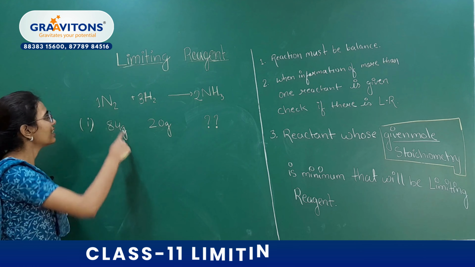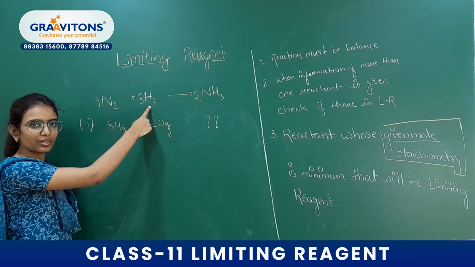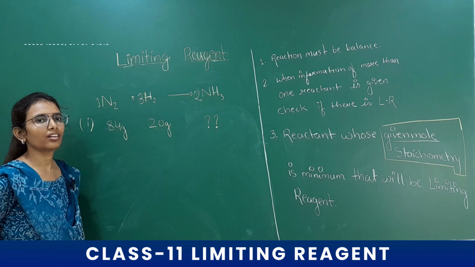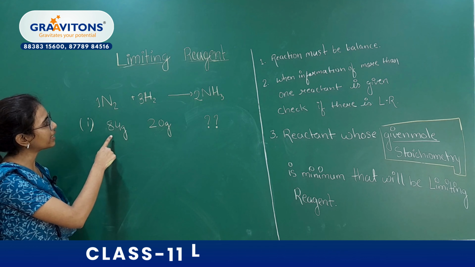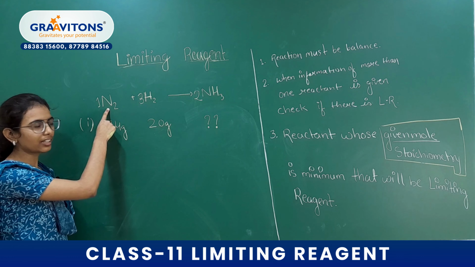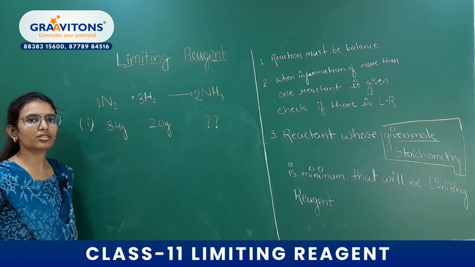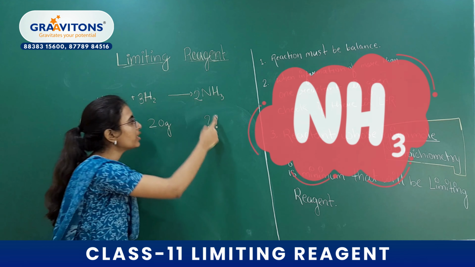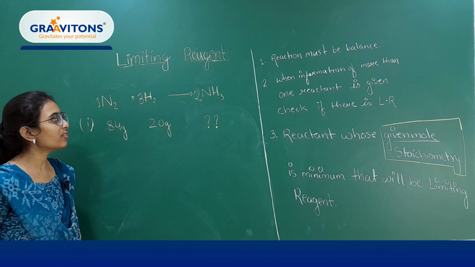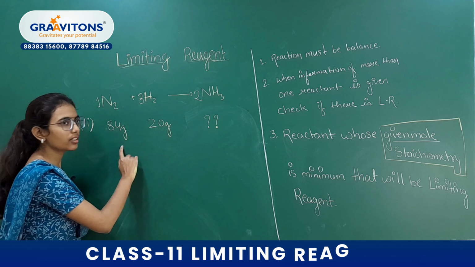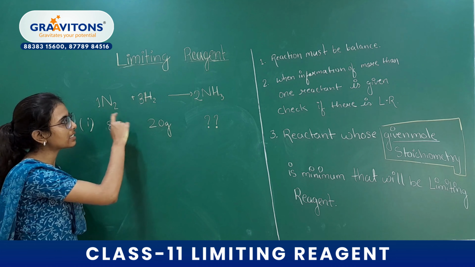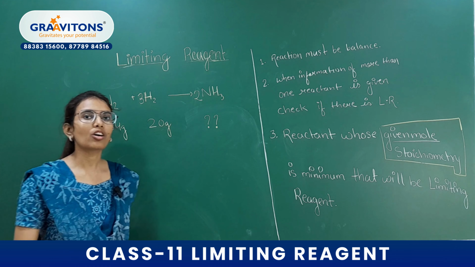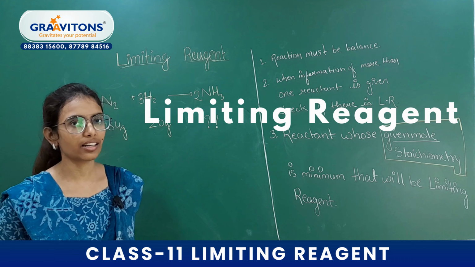This is our reaction. Nitrogen is reacting with hydrogen and giving out ammonia. So in the question it is given that 84 gram of nitrogen is reacting and 20 gram of hydrogen is reacting. How much ammonia will be produced? Whenever the information of two reactants is given, that time the concept of limiting reagent arises.